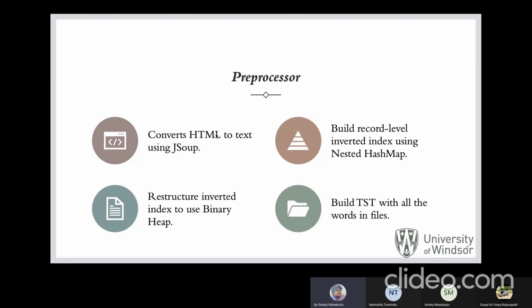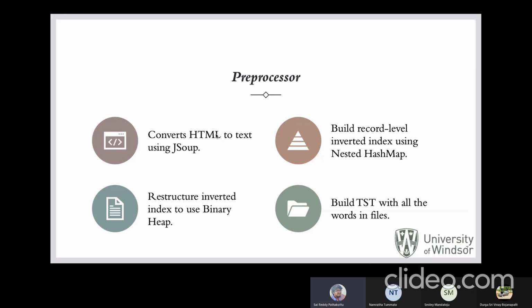I'm going to explain the pre-processing activities in our project. To implement any of the main features, we need some pre-processing activities implemented, and there are mainly 4 steps in the pre-processor. One is converting HTML to text using JSoup, then building a record level inverted index using nested hash maps, then restructuring the inverted index to use a binary heap, and then building a TST with all the words which we got from the previous step.